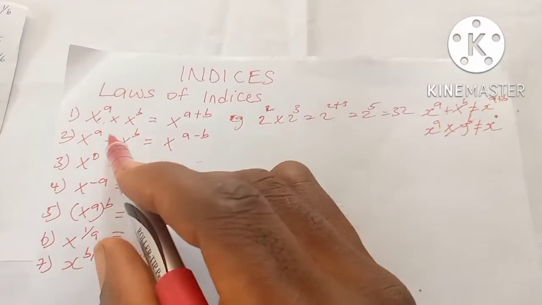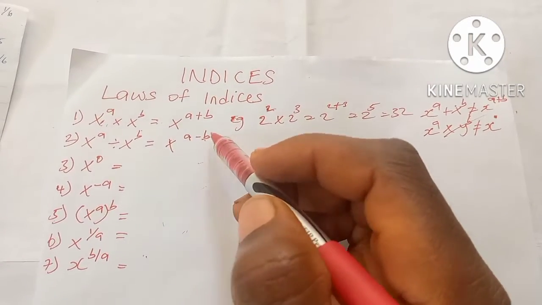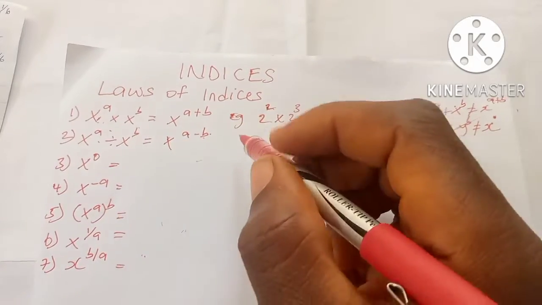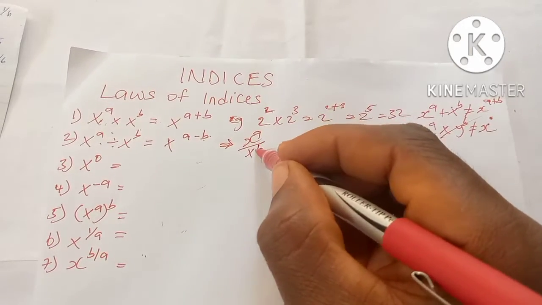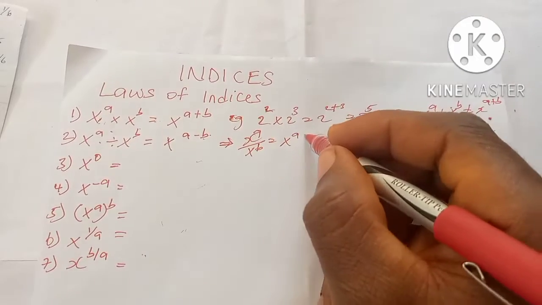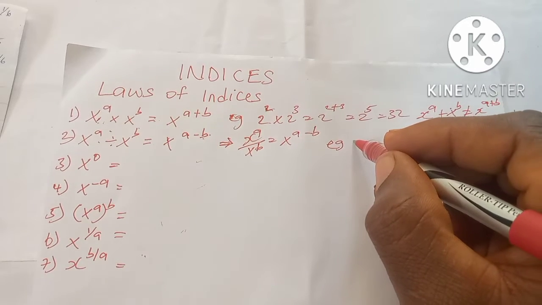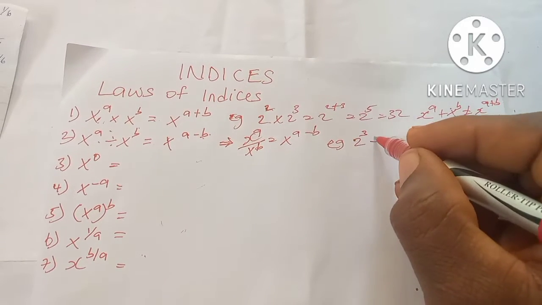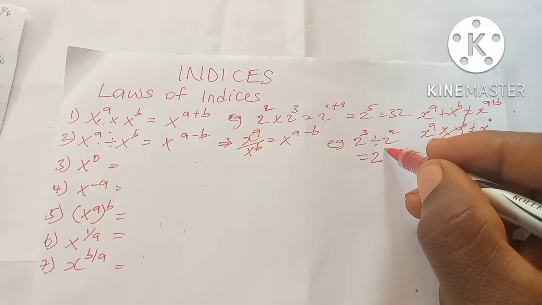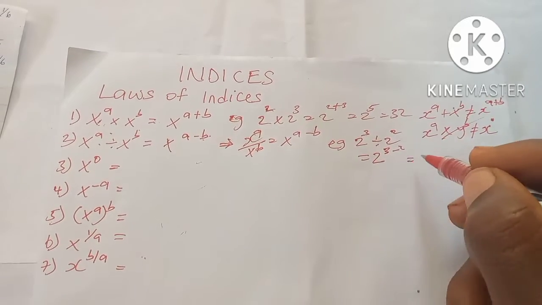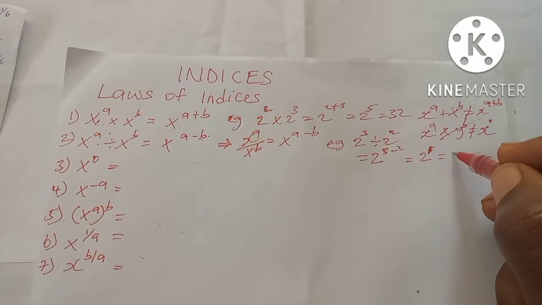The second law of indices states that x to the power a divided by x to the power b is equal to x to the power a minus b. And this can also be written as x to the power a over x to the power b, which is the same as x to the power a minus b. An example of this law: 2 to the power 3 divided by 2 to the power 2 is equal to 2 to the power 3 minus 2, which is 2 to the power 1, which is 2.